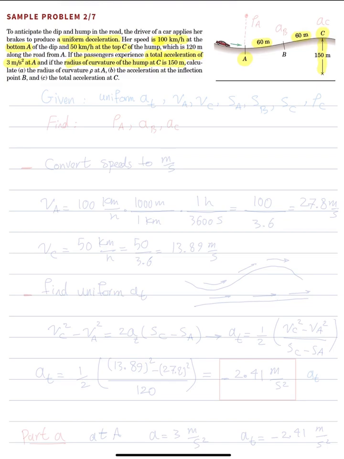So this point A has a curvature, so it has a radius. Let's say it looks like this, rho A. It also wants to know the acceleration at points B and C. So let's write down what we're given.